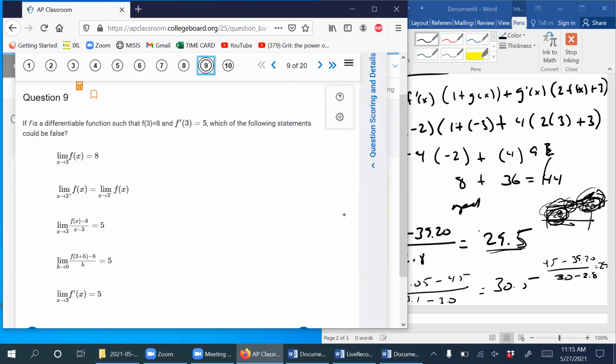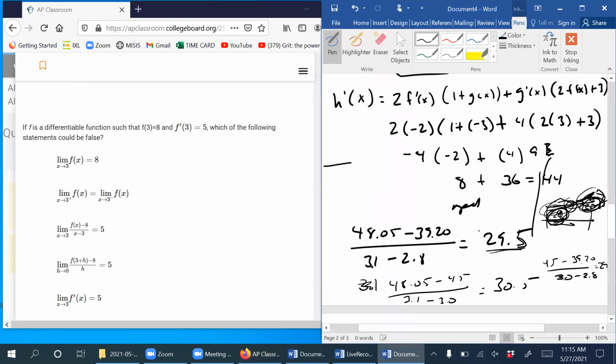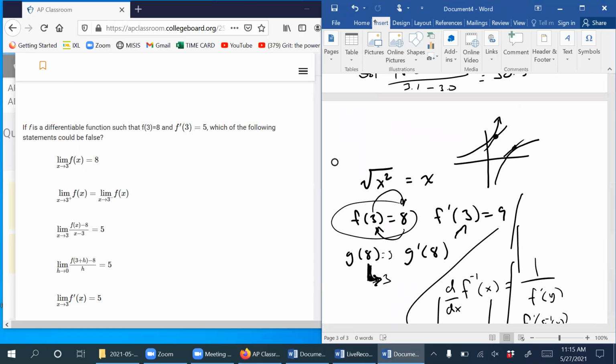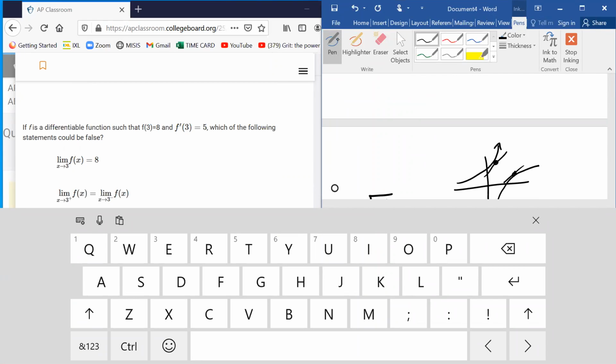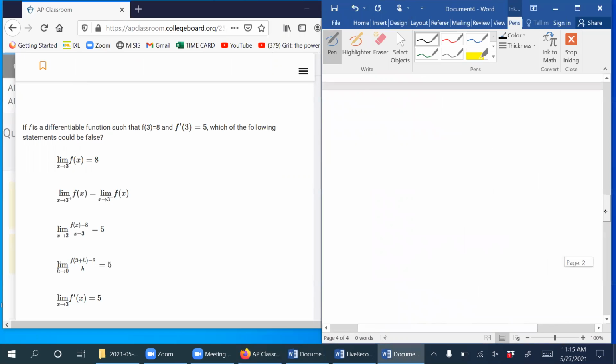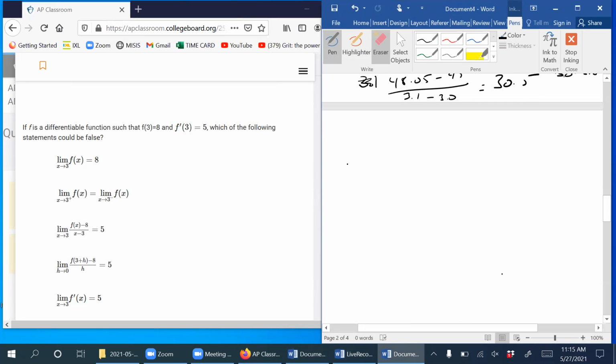And then the next one is: if f is a differentiable function such that f of 3 is equal to 8, and the derivative at 3 is 5, okay? Which of the following statements could be false?